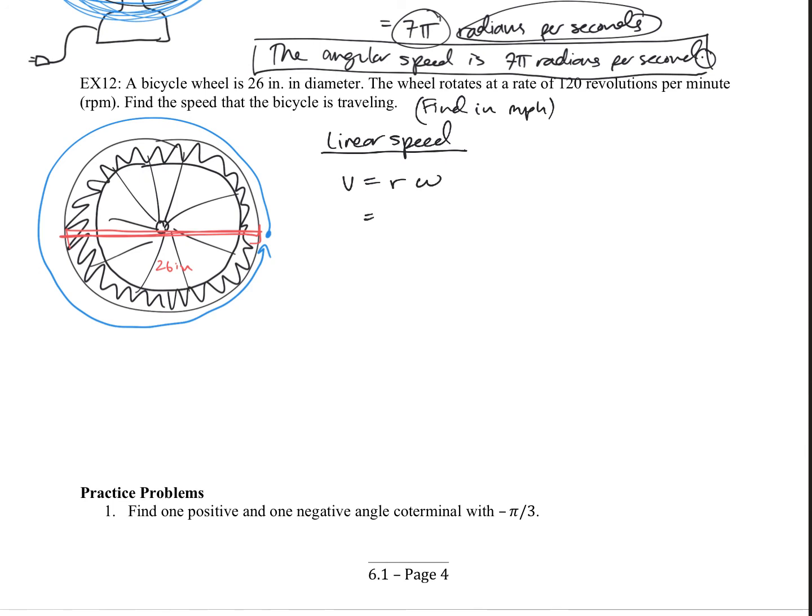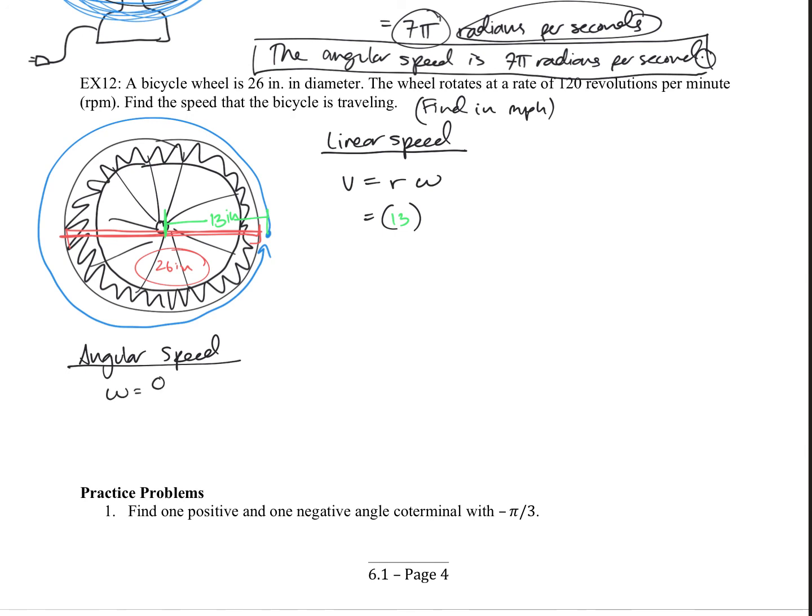Well, R, what is R? Oh, notice, we're given the diameter. We need to find the radius, which is half of the diameter. So half of 26 is going to be 13 inches. So that is our radius, 13. And then we need to find W. What is W? W is the angular speed, so we got to find that on the side. Angular speed.